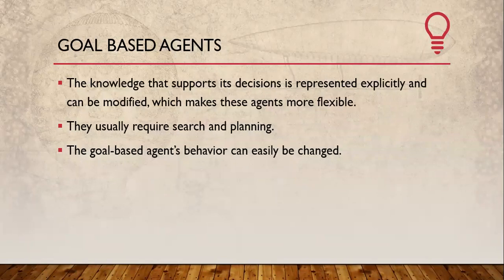The knowledge that supports its decision is represented explicitly and can be modified, which makes these agents more flexible. So a very important point that comes over here is that the knowledge base of these goal based agents can keep on being modified. It may happen that everything will not be very static in the goal based agent. The things will be flexible, the things will be dynamic, which means the goal based agents initially will be given certain knowledge.